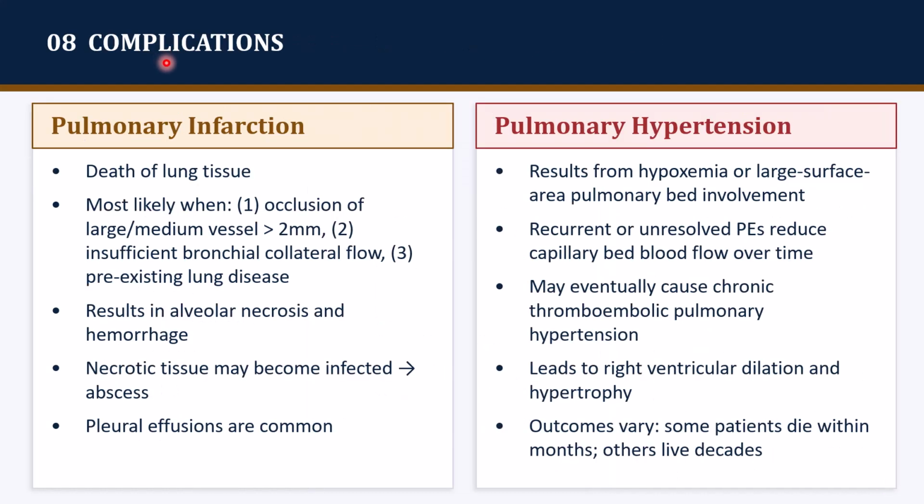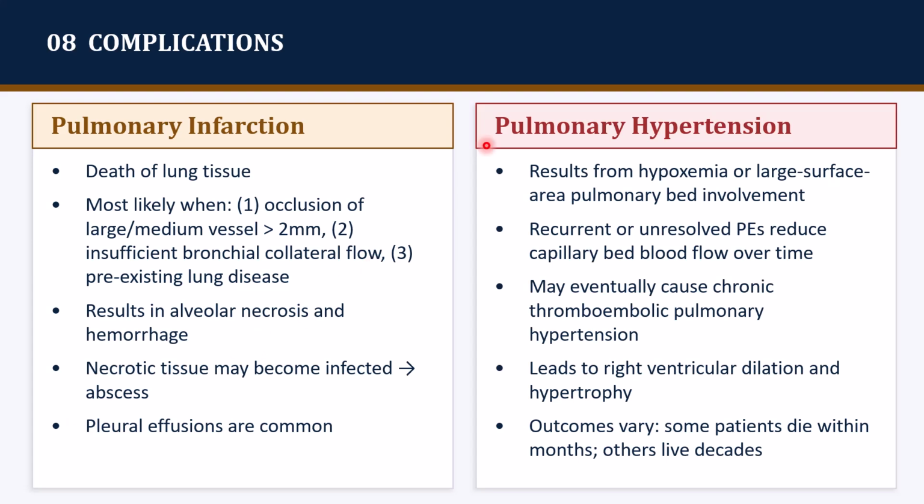Let's look at the complications of pulmonary embolism. Complication 1, pulmonary infarction. Pulmonary infarction is the death of lung tissue. It occurs when a large or medium-sized pulmonary vessel greater than 2 millimeters in diameter is occluded and when there is insufficient collateral blood flow from the bronchial circulation, or when the patient already has a pre-existing lung disease. The result is alveolar necrosis and hemorrhage. If the necrotic tissue becomes infected, it can form an abscess. Pleural effusions are common as complications.